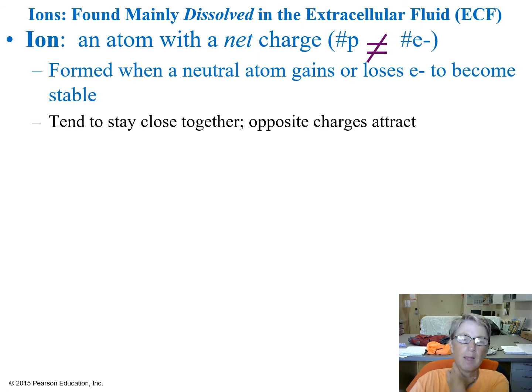Okay, now we talked about this, but just remember an ion is an atom with a net charge. And that means the number of protons does not equal the number of electrons, like it does in a neutral atom. An ion is formed when a neutral atom, like sodium, for example, gains or loses an electron to become stable. So remember, with sodium, it lost its outer shell or its valence electron and became a positive sodium ion.